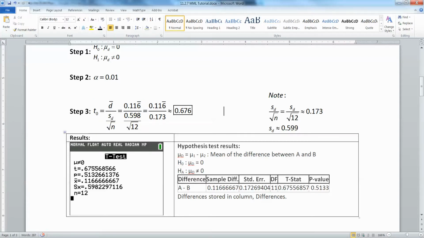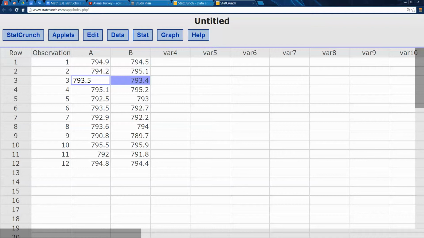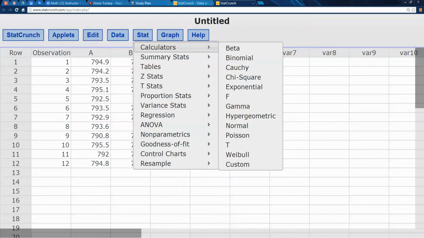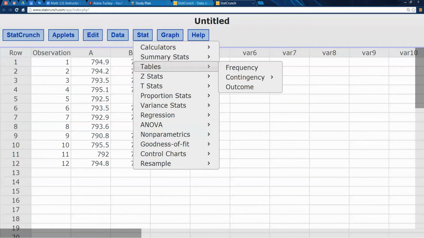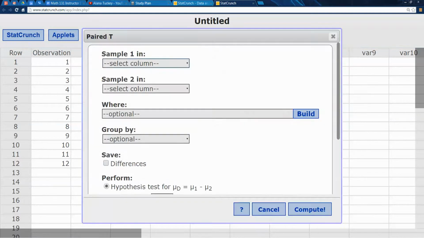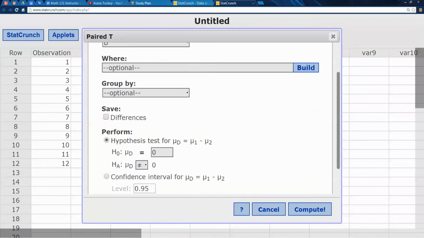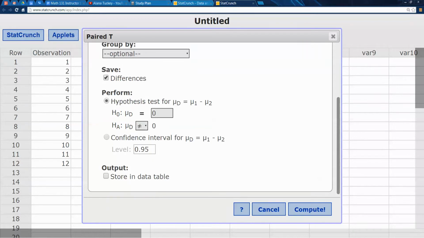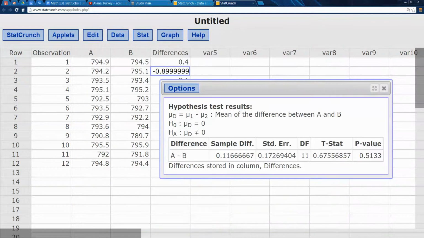Now in StatCrunch, let me run the same thing so you can see it. In StatCrunch, you don't have to find the column of differences, it'll find it for you. So StatCrunch is a little bit nicer like that. So we want to go to T-stats right here. You want to go to paired, click on that. We have column A, where sample 1 is, and sample 2 is in B. I'm going to save the differences. I want to do a hypothesis test, equal to 0, not equal to 0. And then I'm going to click compute.